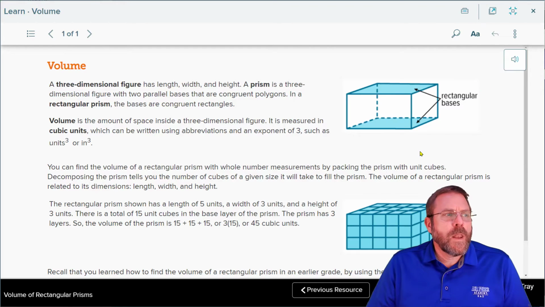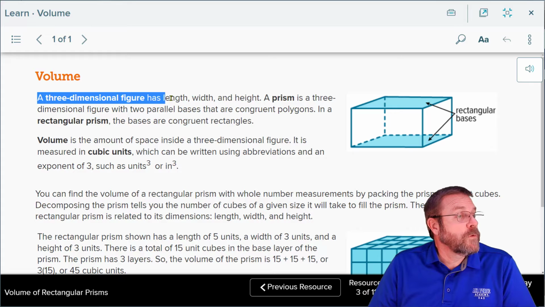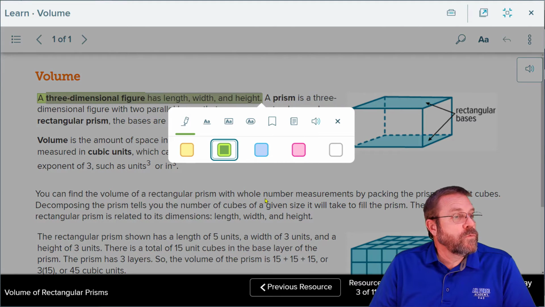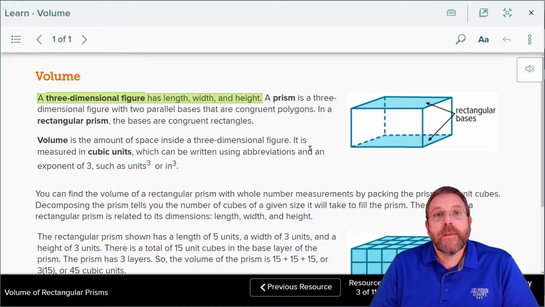We're going to pick up a lot of vocab words in this lesson, the first of which is going to be a three-dimensional figure. A three-dimensional figure has length, width, and height to it. You, too, are going to be a three-dimensional figure. You have length, width, and height. It's just kind of harder to measure on you because you're all roundy and stuff.